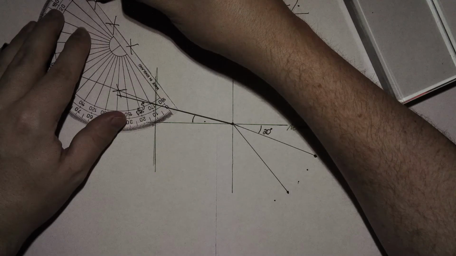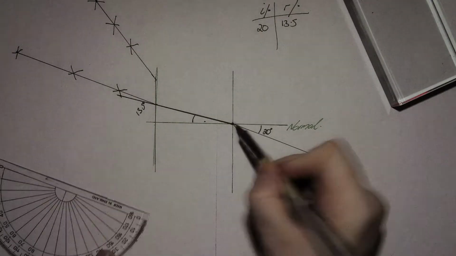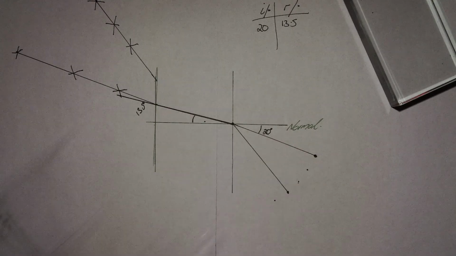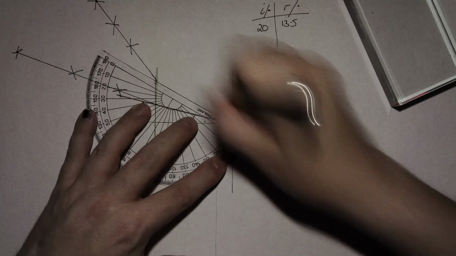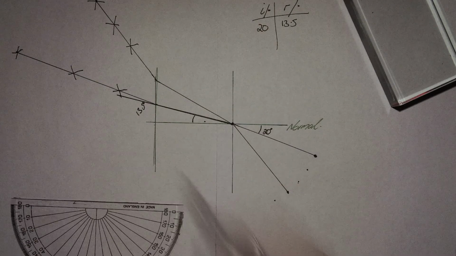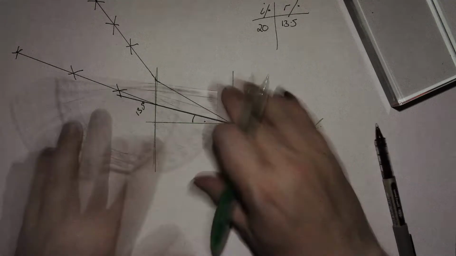Take the X's, join the line back. So the light this time has gone from here to here. So again, I'll draw my line on. And this time I've got a line missing. I haven't got my normal. So what I'm going to need to do is draw my new normal on.